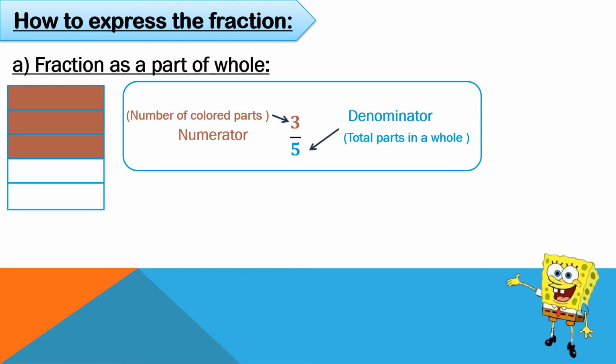So I write on the top the numerator. The numerator is the number of colored parts, and I put the fraction bar. This dash is called the fraction bar, and in the bottom I write the denominator for total parts, colored and not colored, brown and white, okay?